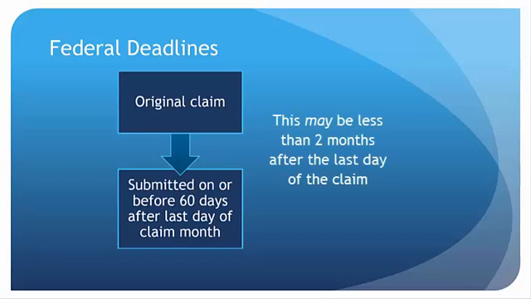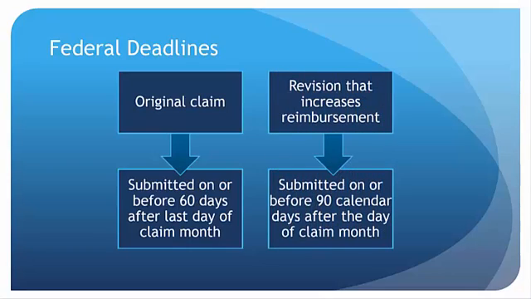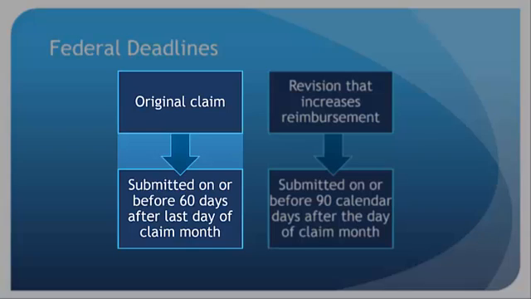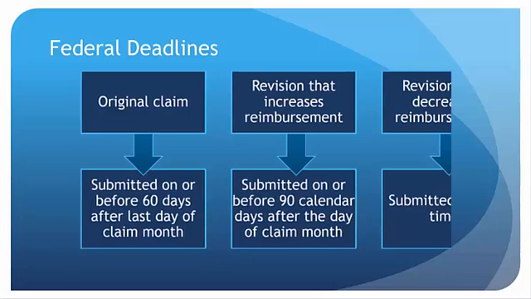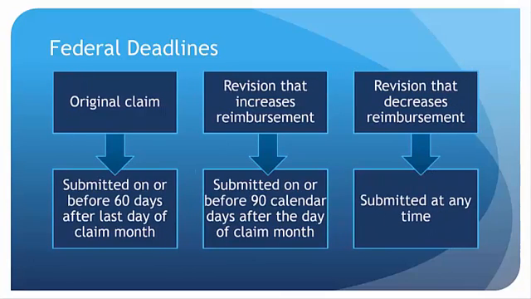Note that this deadline may be less than 2 months after the last day of the claim. A revision that increases reimbursement must be filed on or before 90 calendar days after the end of the month claimed if the original claim was filed within 60 calendar days. A revision that decreases reimbursement may be filed at any time.